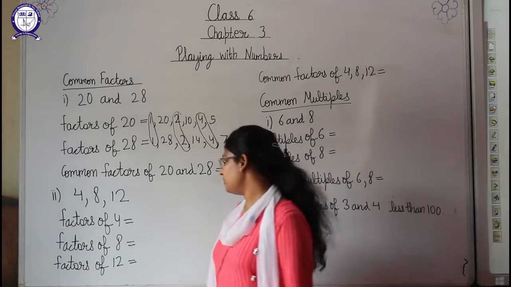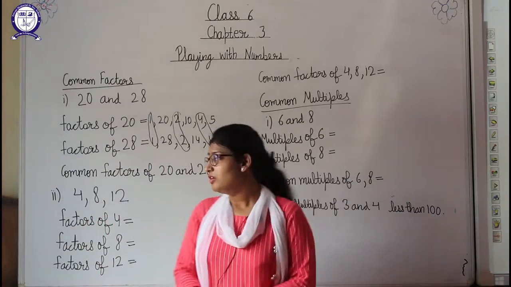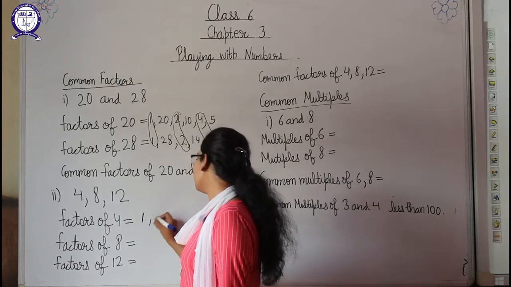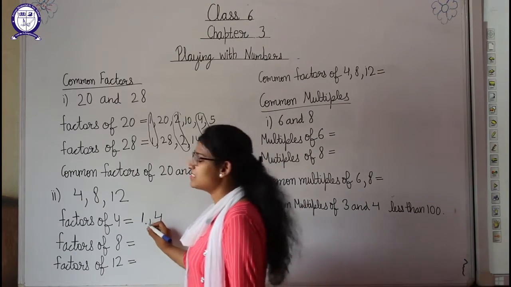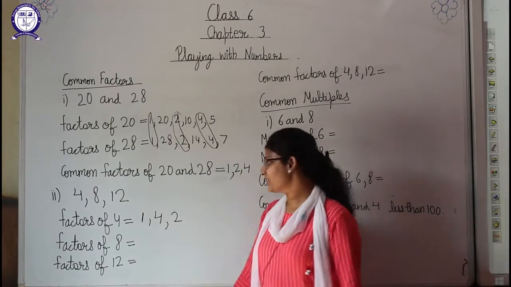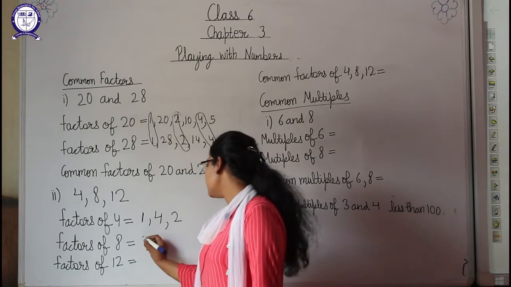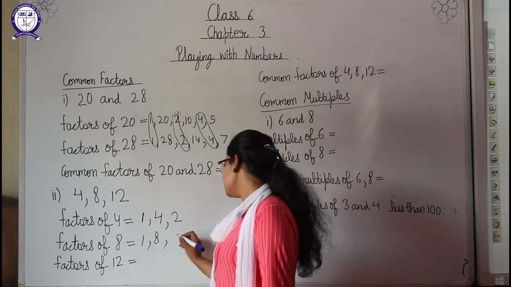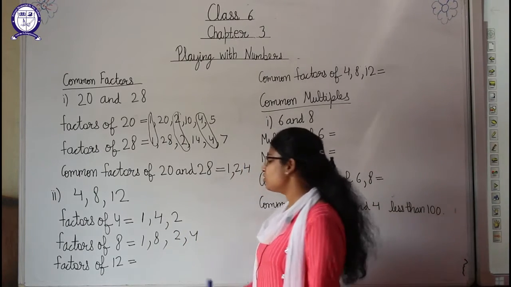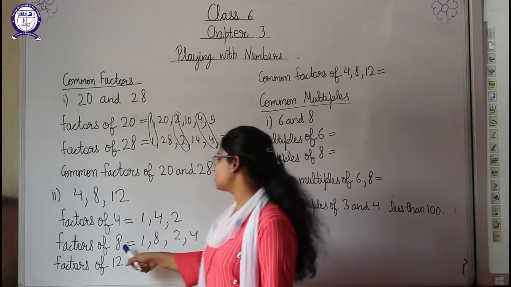It was easy, students. Now the next question is we have to find the common factors of 4, 8 and 12. We will do it in a similar manner. Here we can write 1 and 4, because 1 times 4 is 4, then 2 times 2 is 4. We can't get more factors, so these three are the factors of 4. After that we have to find the factors of 8. For 8, 1 and 8 will be the factors. Then 2 times 4 is 8, so 2 and 4 are the factors. There are no more factors, only these 4 numbers are the factors of 8.